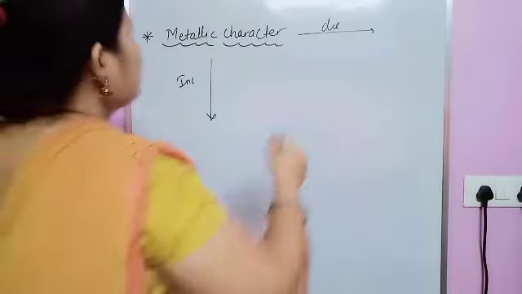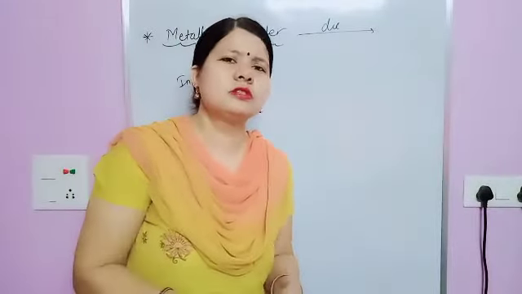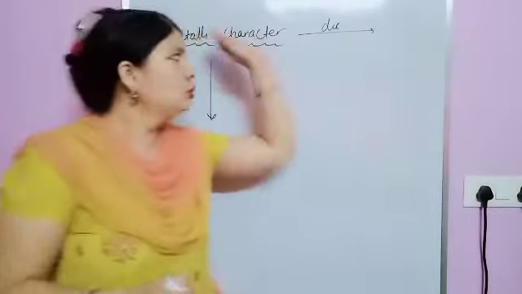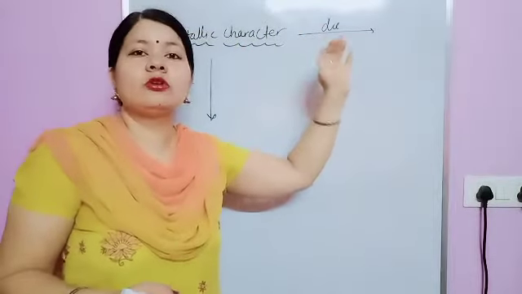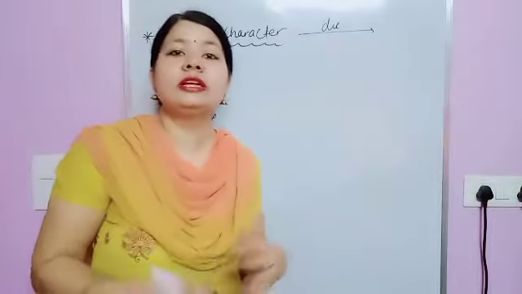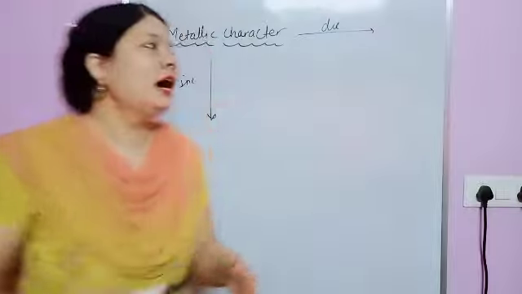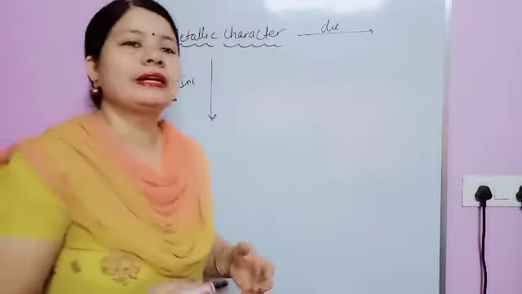Across the period it decreases because size decreases, so more energy is required to remove the electron. Across the period, after one electron is lost, then second, third, and after that they have a tendency to share or even gain electrons. So it means their ionization energy is very, very high. This is regarding metallic character.